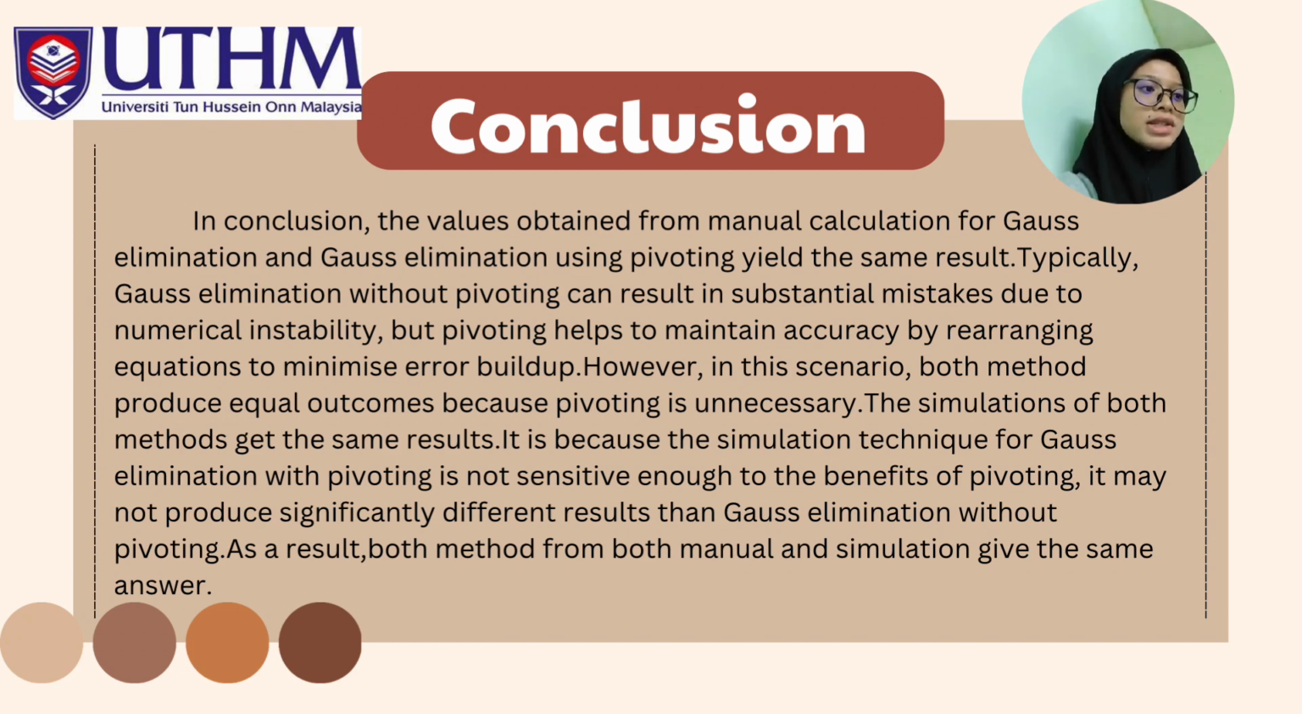It is because the simulation technique used for Gauss elimination with pivoting is not sensitive enough to the benefits of pivoting. It may not produce significantly different results than Gauss elimination without pivoting. As a result, both methods, from both manual and simulation, give the same answer.